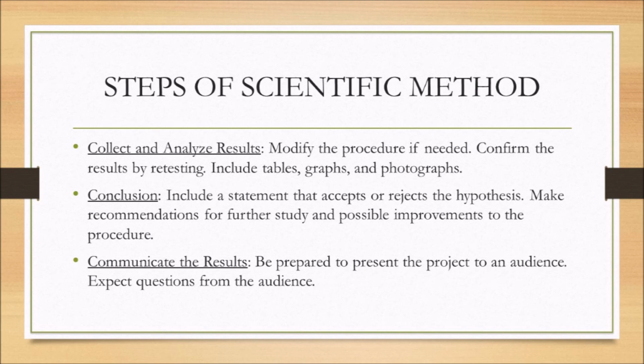The next one is conclusion. Here, the investigator is going to draw the conclusion about the experiment whatever he has done. It includes a statement that accepts or rejects the hypothesis, makes recommendations for further study, and notes possible improvements to be made in the procedure. And the next step is communicate the results. Here, the investigator is going to communicate his experimental results to the audience. So, this is about the scientific method of acquiring knowledge.